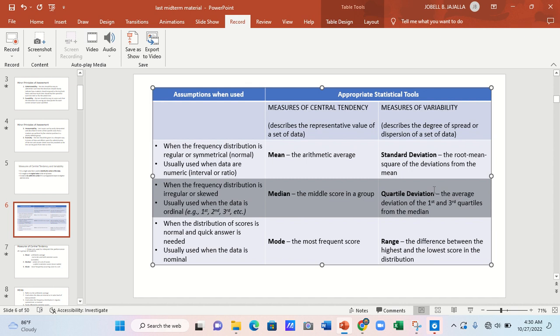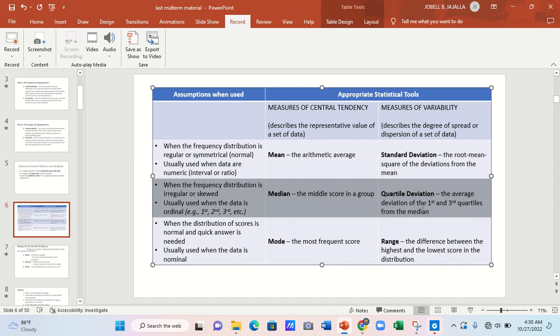Now, with respect to measures of variability, we have the quartile deviation. The quartile deviation is the average deviation of the first and third quartiles from the median. The quartile deviation is very complex in its solution.